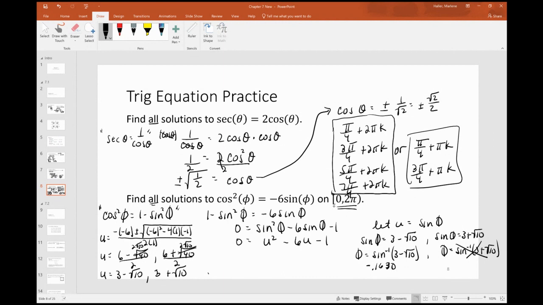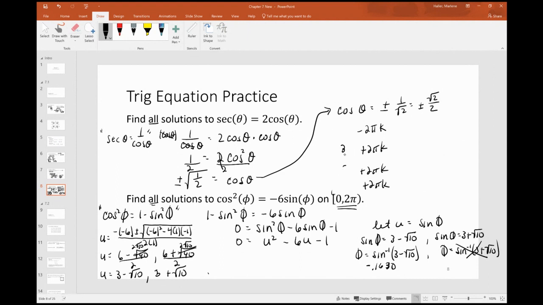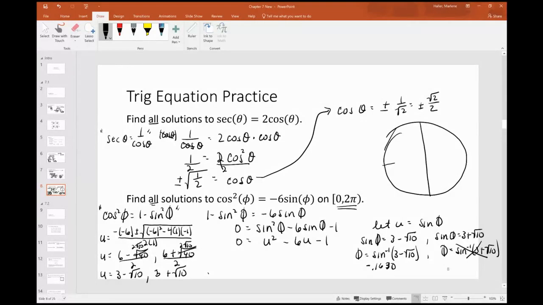But we need to find all the solutions. Let me erase a little bit so I've got a little bit more space to write up here. So let's make a sketch of our unit circle. All right, where would the sine be negative? Or, I'm sorry, that's the angle, right? That's phi. So where is the angle negative 0.1630? Well, the angle negative 0.1630 is maybe about right there, right? We'll say that's it.